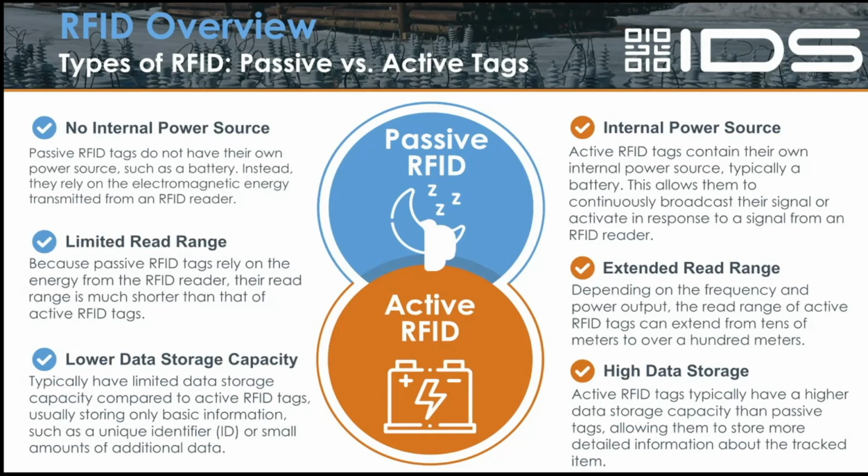I'm going to read through some of this, and then I'll talk about it. Just to go through it: no internal power source. The passive RFID tags do not have their own power source, such as a battery. Instead, they rely on electromagnetic energy transmitted from an RFID reader. Because of this, we do have a limited range, right?